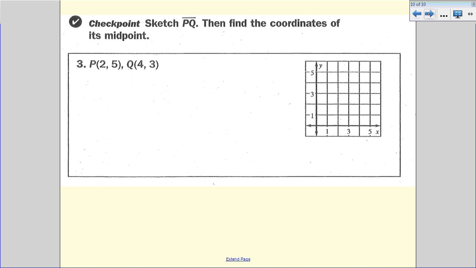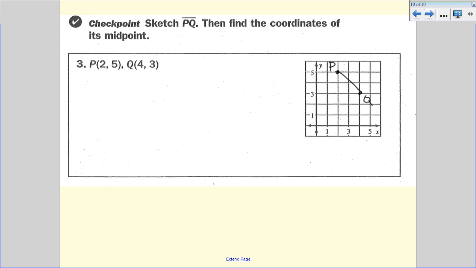So let's try the checkpoint here. I want you guys to pause it. So I want you to sketch PQ and then find the coordinates. So hit pause. Do this on your own. P is 2, 5. So here's our P. Q is 4, 3. And we need to find the midpoint of that. Now, if you look, guys, it looks rather off on there. So I'm trying to find where the midpoint would be.